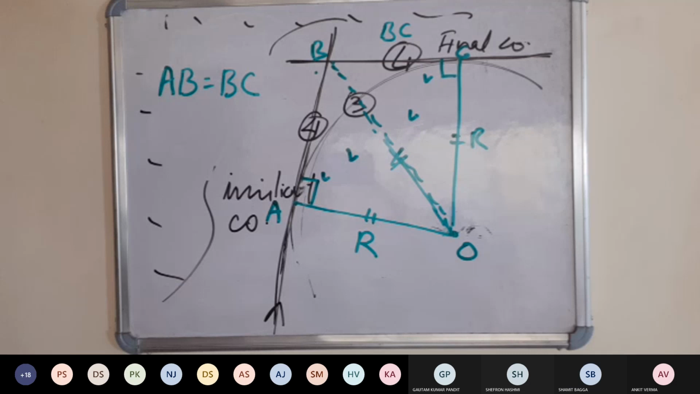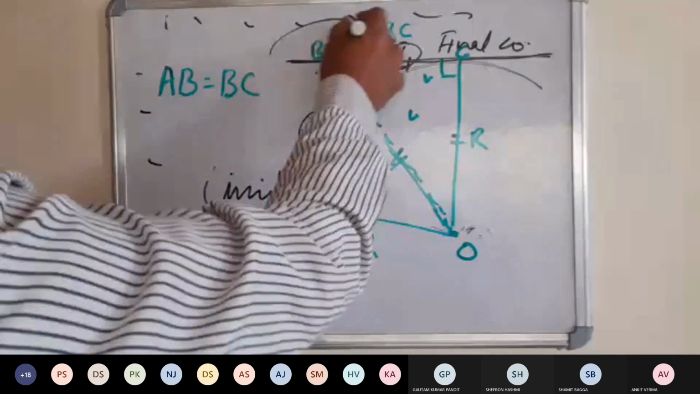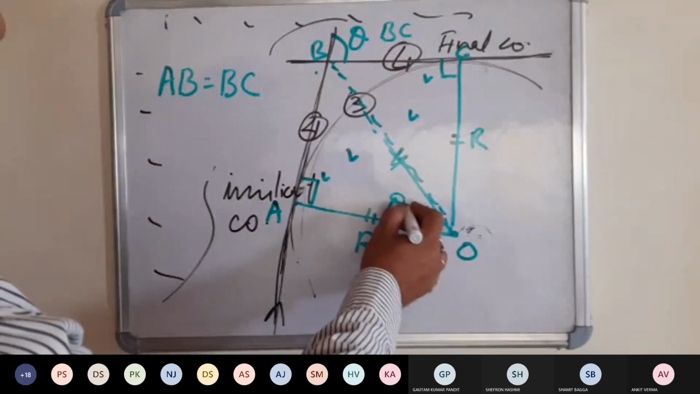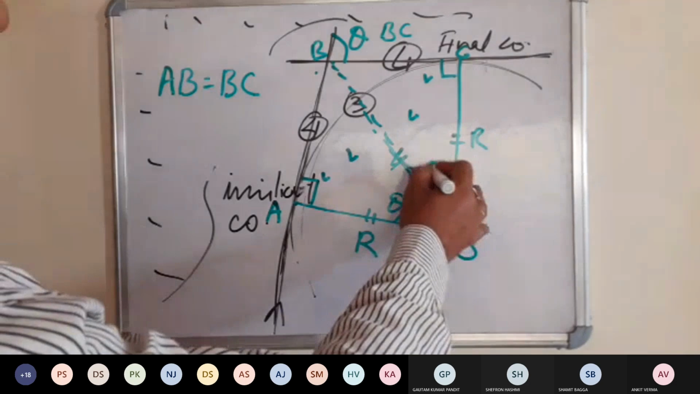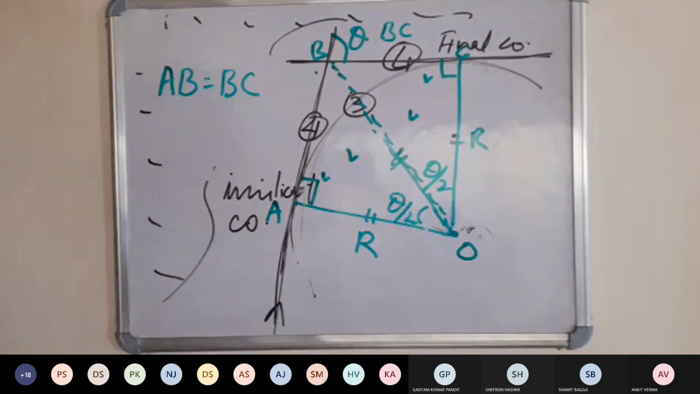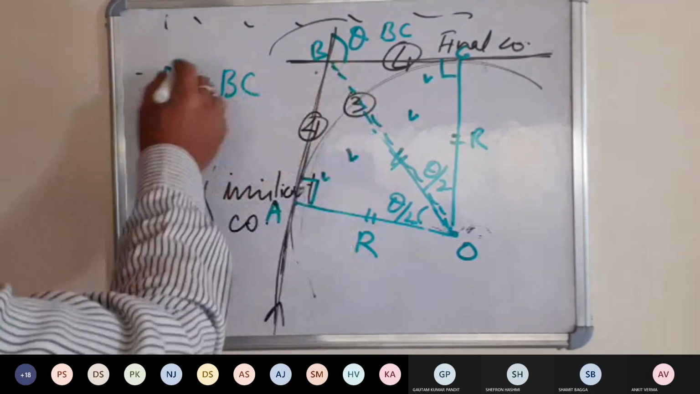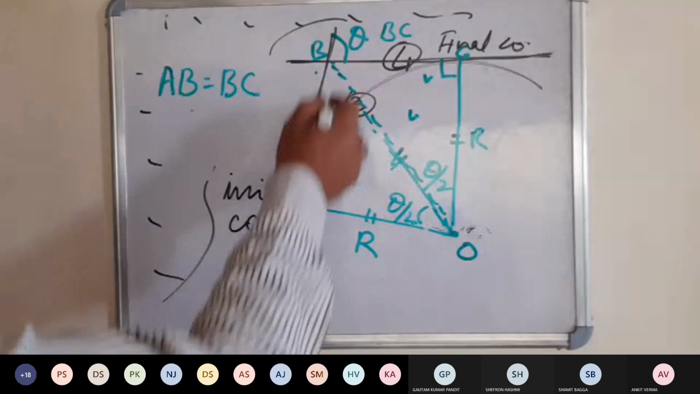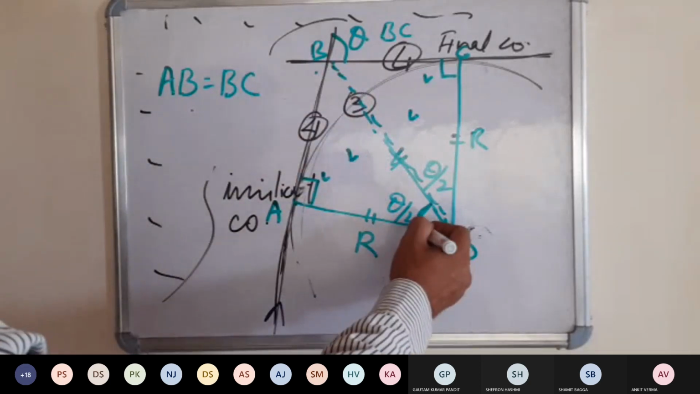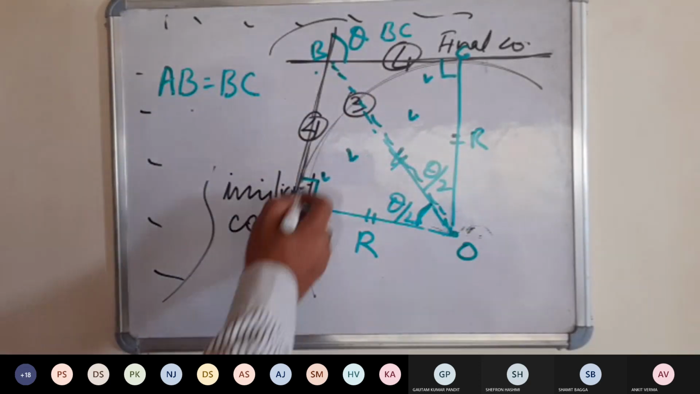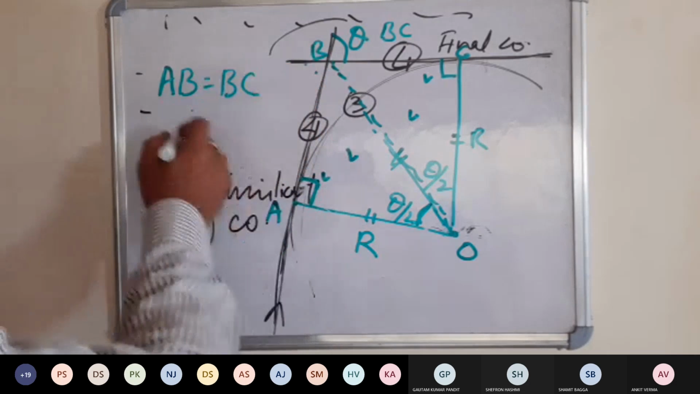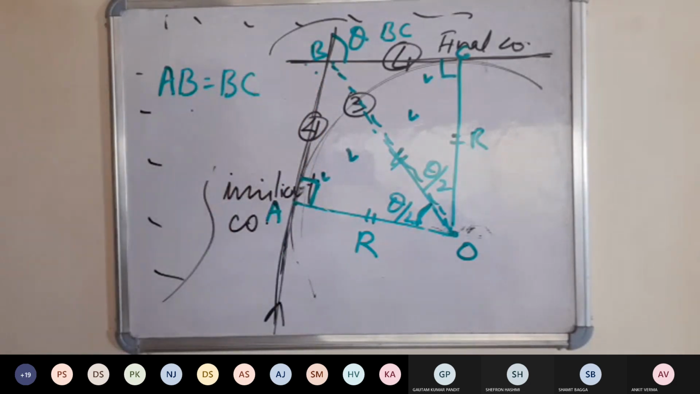Yes, sir. Here this was theta, so this one is theta by 2. Is that correct? Yes, sir. All right. So in this triangle, how do we find the value of AB, BC, which are equal? In this, we know that this angle is theta by 2. It is a right angle triangle. Tell me the value of AB.